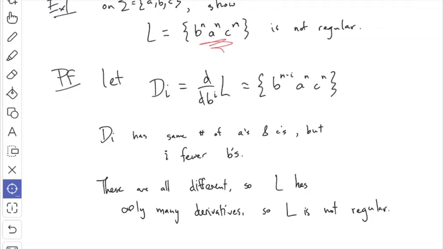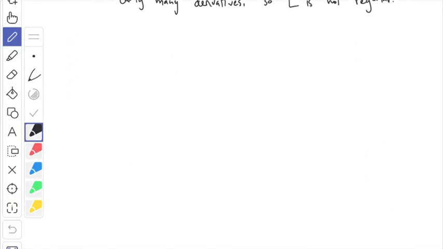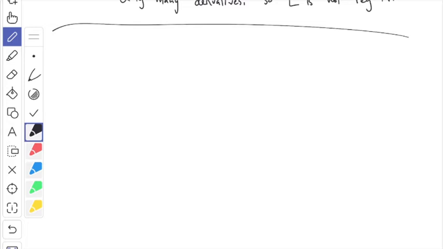All right, let's try another one. This one is slightly different, and then we're going to do some that really look quite different. But here's another slight variation: BA to the n followed by AB to the n. So this has some number of BAs followed by the same number of ABs. All right. This is not regular.